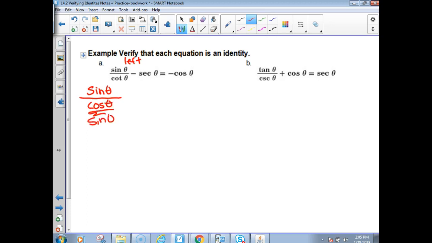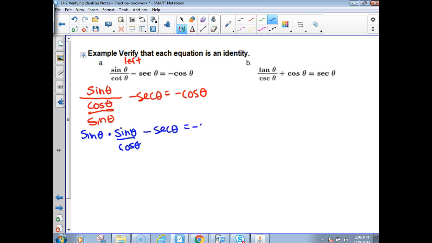Don't mind my crazy line there. Okay, and then it's minus secant theta equals negative cosine theta. All right, that's our goal, to get the left side to be negative cosine theta. The next step would be since you're dividing by a fraction, you multiply by the reciprocal. So I'll do the reciprocal of the denominator, which would be sine theta over cosine theta. And I still have minus secant theta.